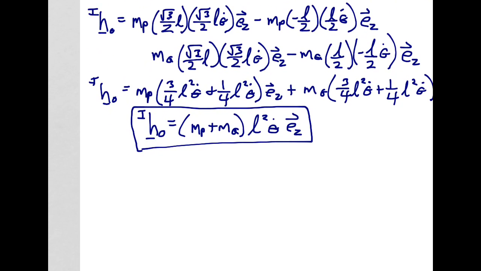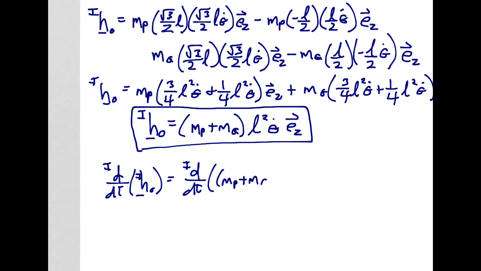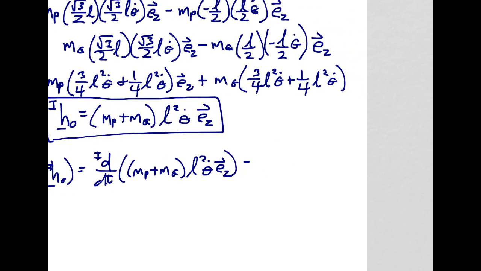So we'll take the time derivative of this to finish out our left-hand side. And so this is the time derivative as observed in the inertial reference frame of MP plus MQ, all multiplied by L squared theta dot in the EZ direction. And this gives us MP plus MQ, all multiplied times L squared, so all that's a constant. L doesn't change, the masses don't change. And then the time derivative of theta dot is theta double dot, and that's also in the EZ direction. So our left-hand side is finished, and now let's work on the right-hand side.